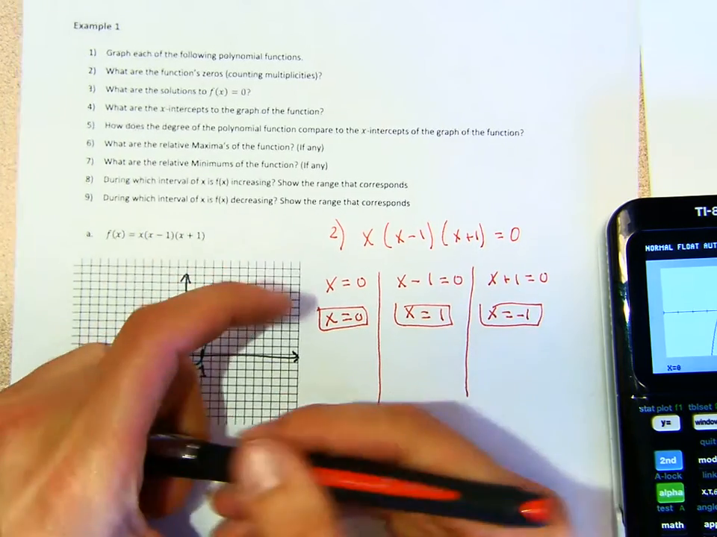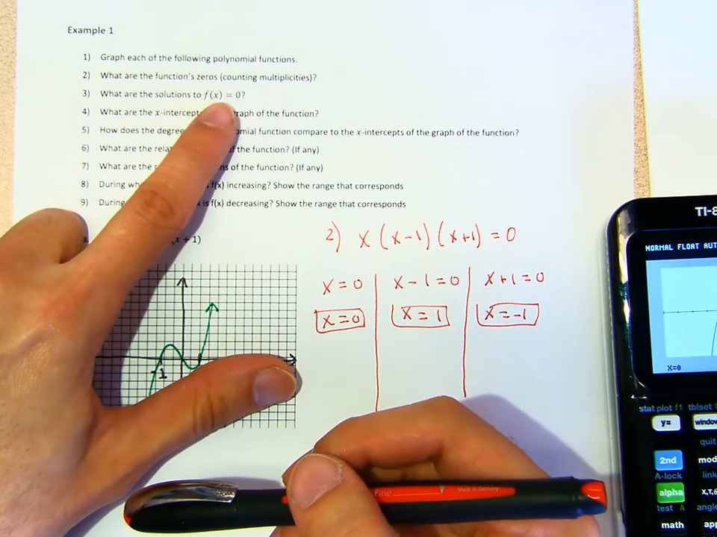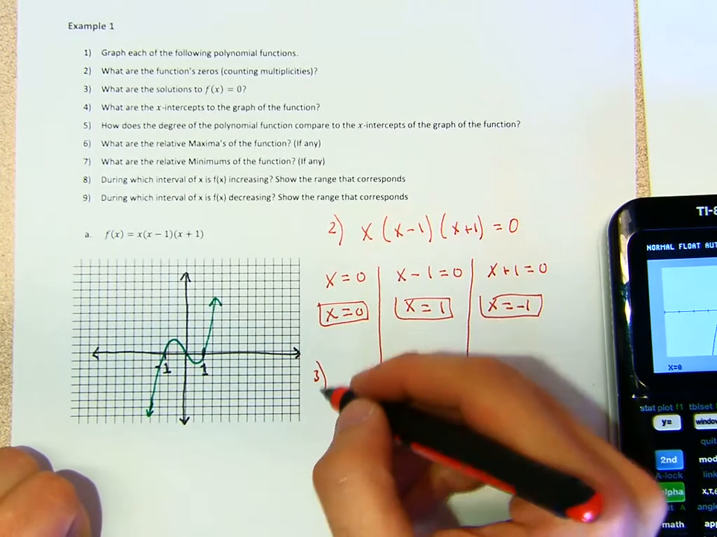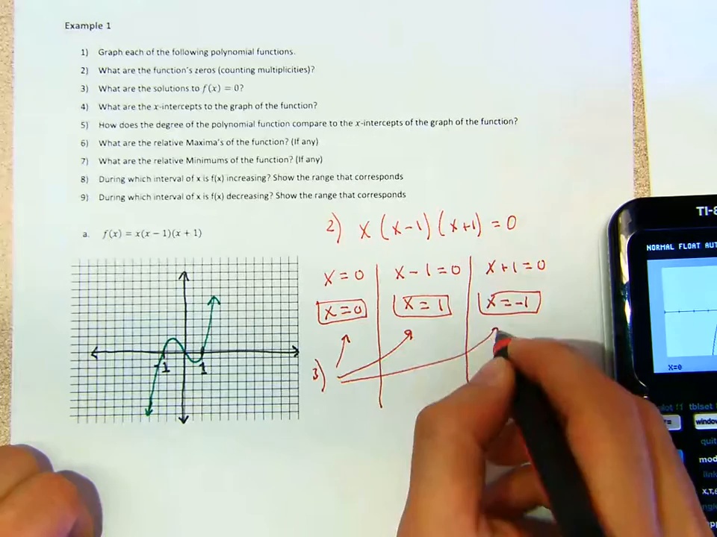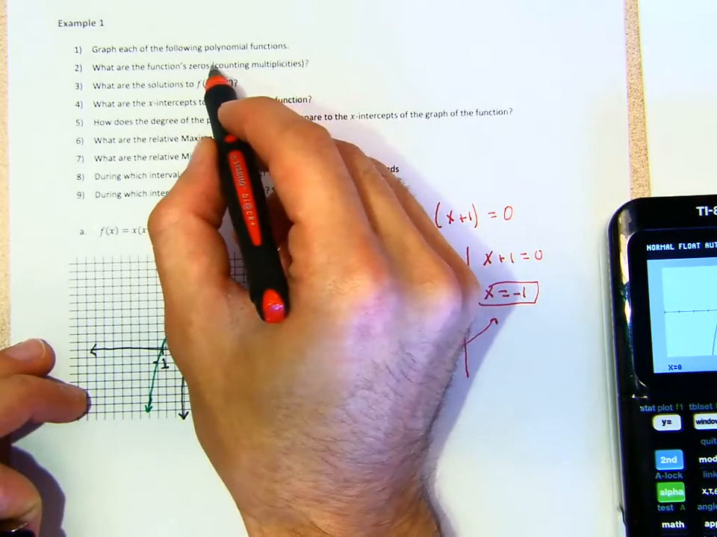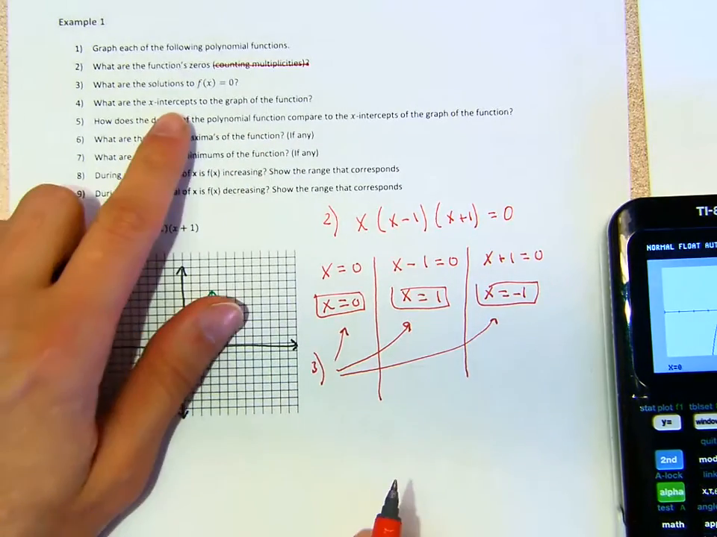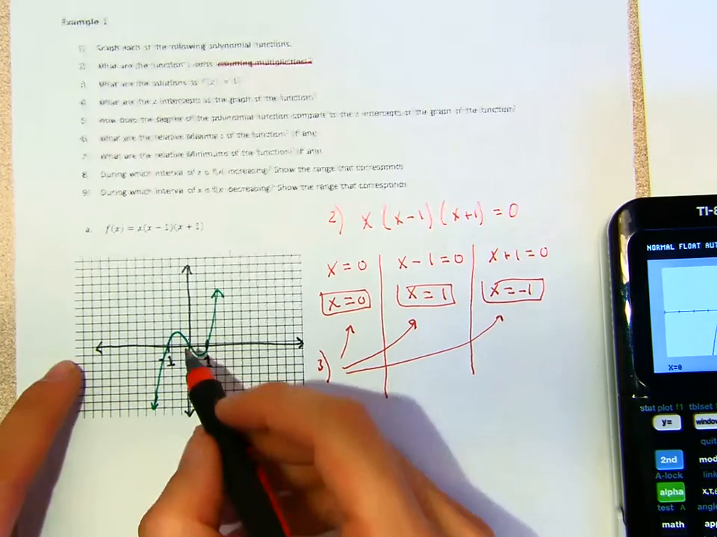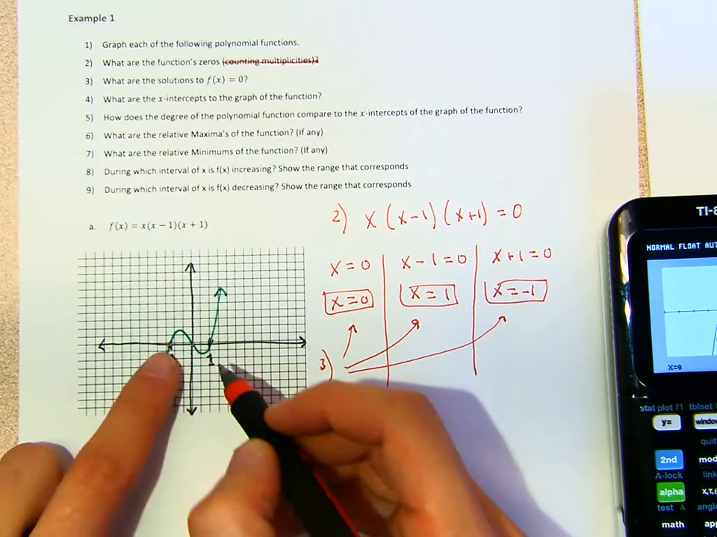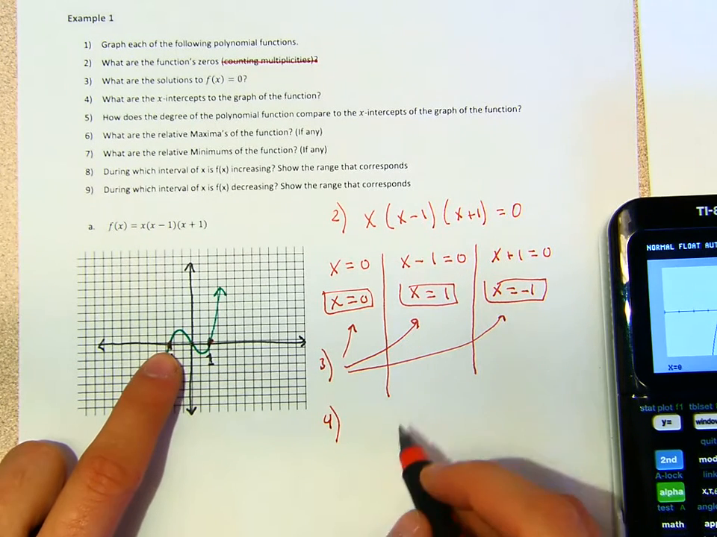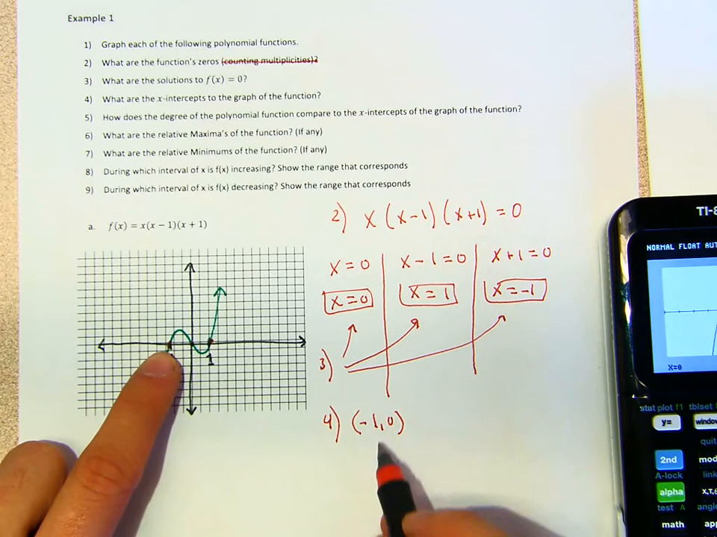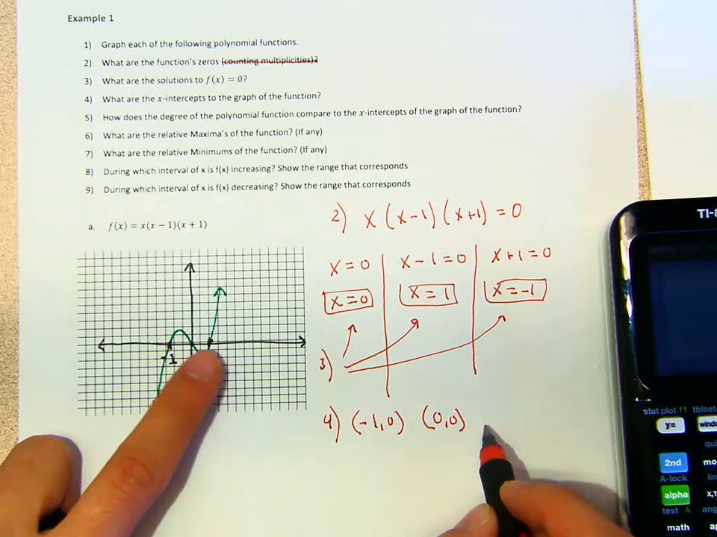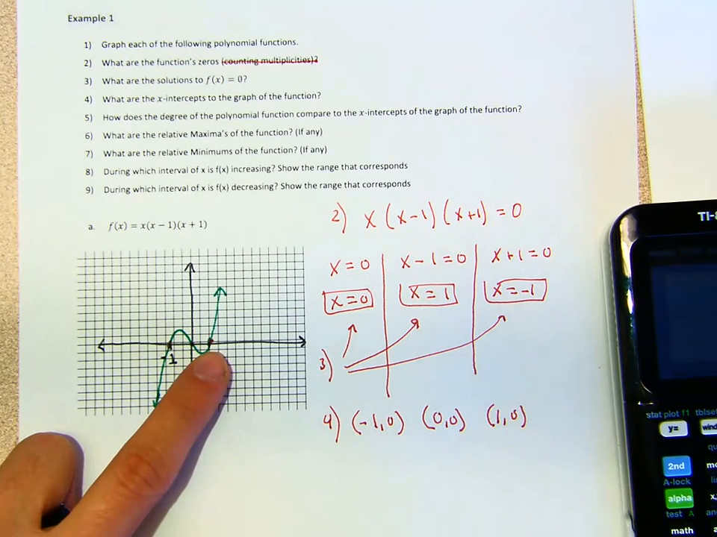Let's look at part 3. It says, what are the solutions to f of x equals 0? Well, okay, I guess 2 and 3 are kind of the same thing. They're just this, okay? And here it says counting multiplicities. Let's ignore that for now. What are the x-intercepts of the graph? Well, here, I know these have to be the x-intercepts, but what are the actual points? This point here is -1, 0. That's a point. What's this point here? It's 0, 0. And what's this point here? It's 1, 0. Okay? So far, so good.